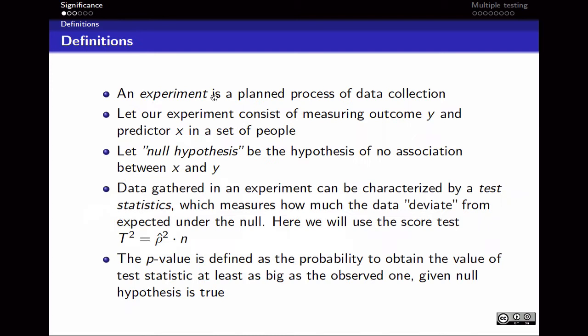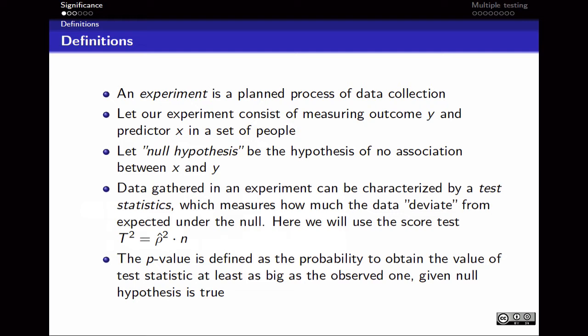So let's start with significance and with some definitions. So let's define an experiment as a planned process of data collection. So any planned process of data collection could be called an experiment. But what is the critical word here is the planned process.